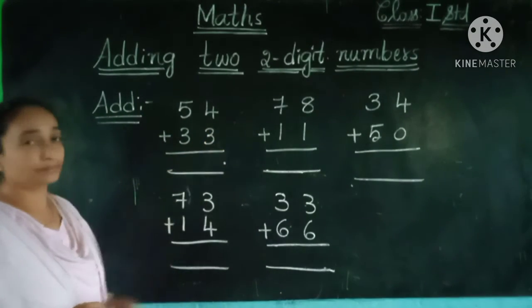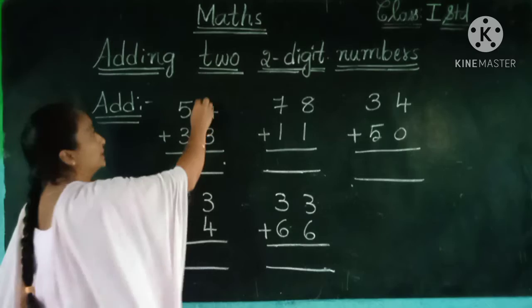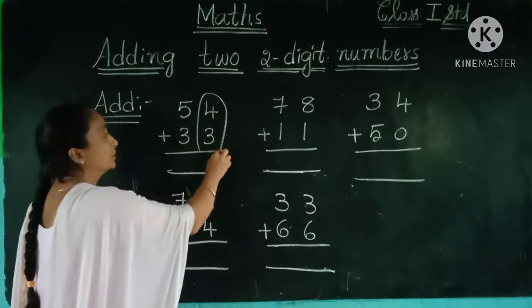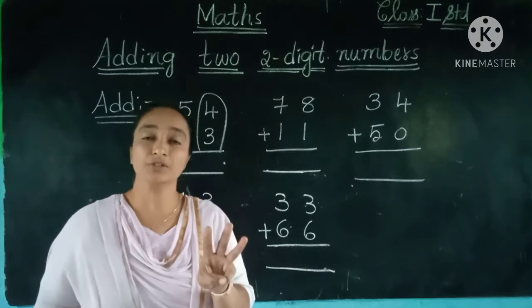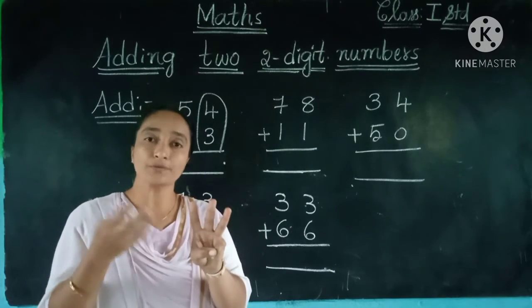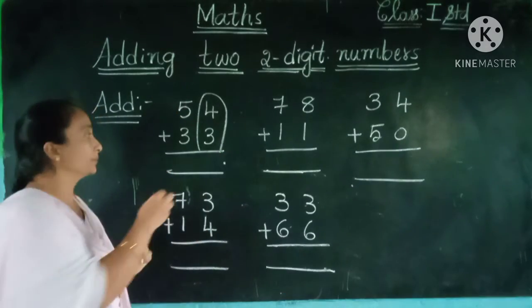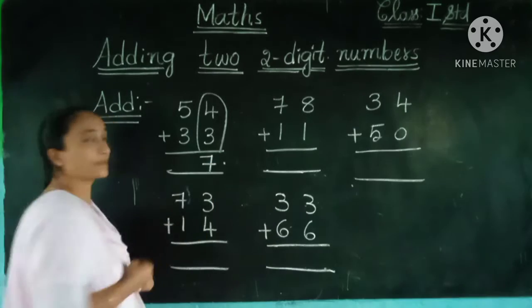So 4 and a 3. So here if we take the ones place, this only we have to do. The ones place, 4 and a 3. So the small number is 3, take 3 fingers. The big number 4, go after: 5, 6, 7. So here we got the ones place 7.